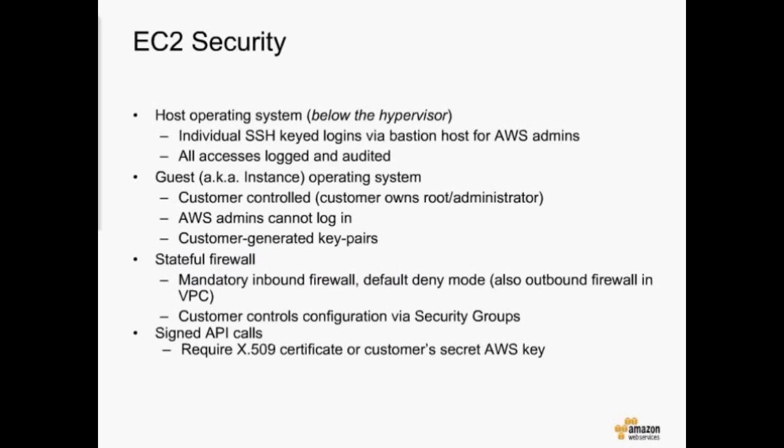All of the systems also come with what we call a security group. It's a mandatory selection: when you launch an instance, you have to attach a security group to it. It acts as an inbound firewall. In VPC, it's inbound and outbound. And by default, a security group is deny all. So you have to explicitly open the specific ports and the sources that you want to allow traffic from. And these are all controlled and managed by the customers.